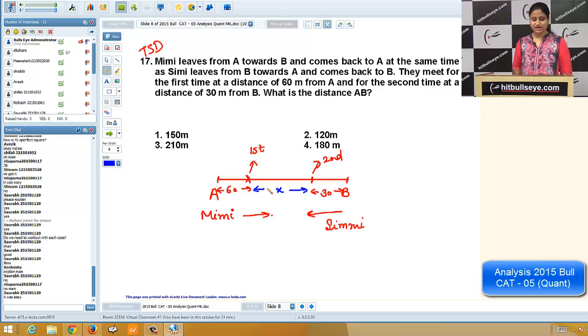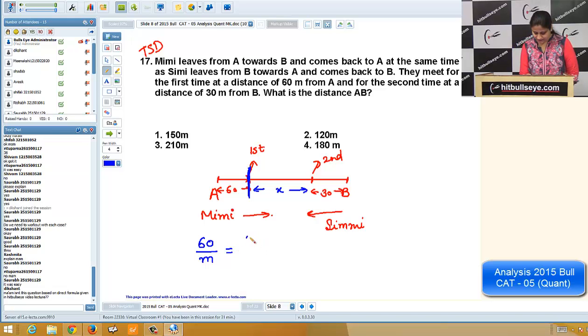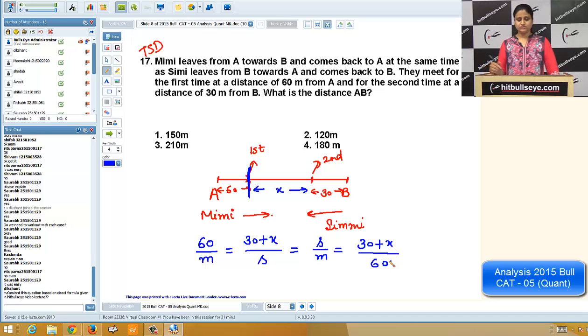So let us see. First of all, I am taking the first meeting point. The time taken to reach the first meeting point by both of them is same. So Mimi will take 60 by m. Let Mimi's speed be m and Simi's speed say s. So it will be 30 plus x by s. So basically, s by m will be 30 plus x by 60. We are using ratio here.